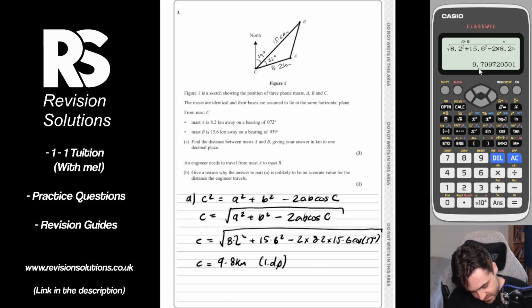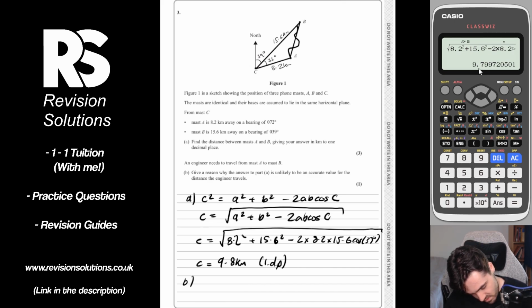Then part B says an engineer needs to travel from mass A to mass B. Give a reason why the answer to part A is unlikely to be an accurate value for the distance the engineer travels. Well, a simple reason would be that's quite a relatively long distance. It's quite unlikely, even if he could travel in a perfectly straight line, that he would. And he probably can't travel in a straight line anyway. So the line's probably actually kind of curved, which means our answer would be an underestimate.